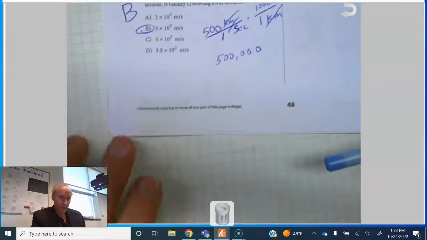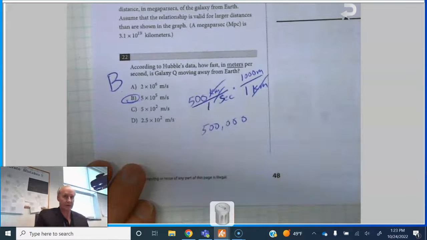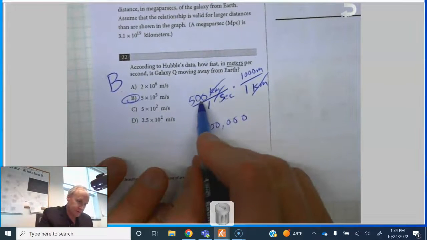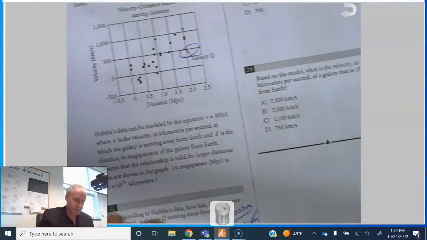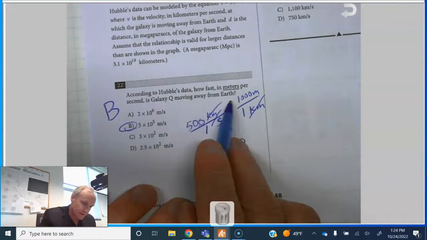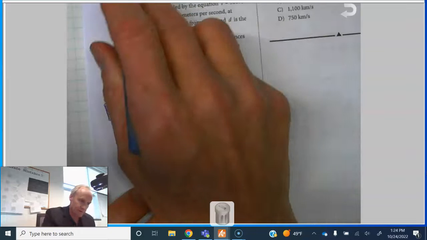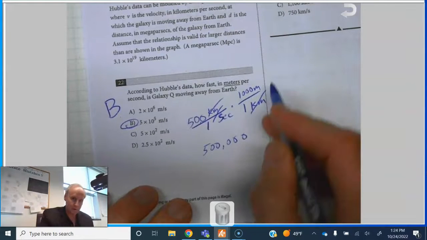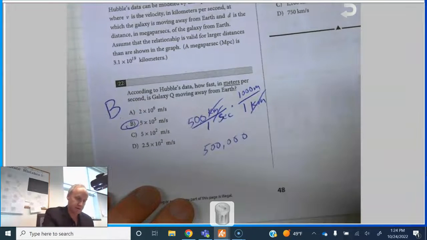Oh, man. I didn't show my work again. Darn it. I got to keep remembering to look up here so I can show you where it's at. Sorry about that, guys. I just took the 500 kilometers per second, which is from here. That's Galaxy Q. That's how fast it's moving. And it says, how fast is it moving away from Earth? And it gave me 500 kilometers per second. And then I just multiplied it using, this is called dimensional analysis. I just multiplied by the 1,000 and changed it to scientific notation.